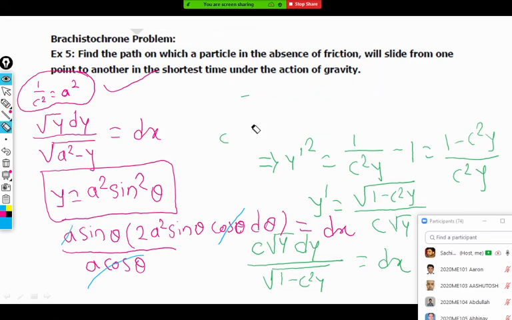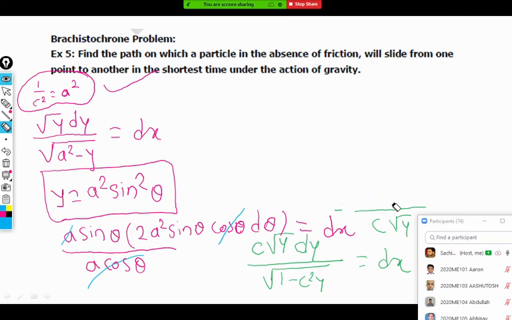We have to integrate this, and we get the answer then. The answer we get is in parametric form, because x and y we are getting in parametric form. So let me write that, then you'll come to know. You will get dx equal to 2a square sine square theta d theta.